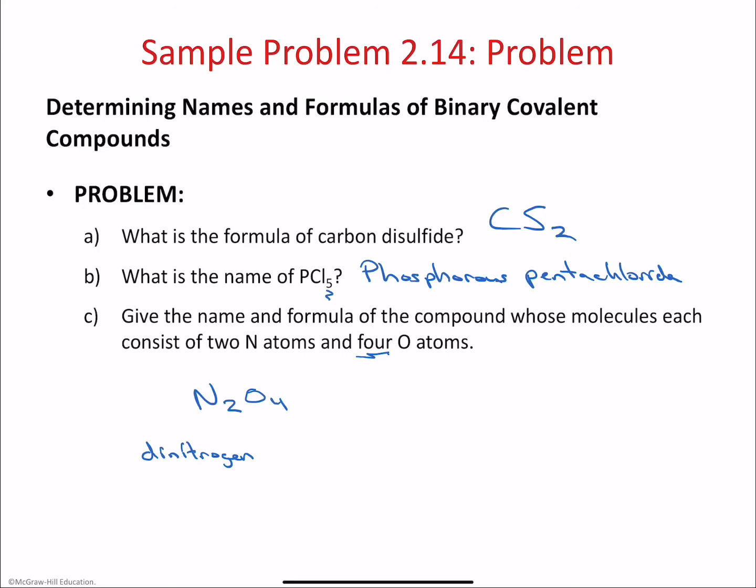And if I have 4 oxygen atoms, it would be tetra, but since the root oxide starts with a vowel, instead of tetraoxide, I say tetroxide. So there we go. Not tetraoxide, but tetroxide. So this would be dinitrogen tetroxide. So that is how you name binary covalent compounds.